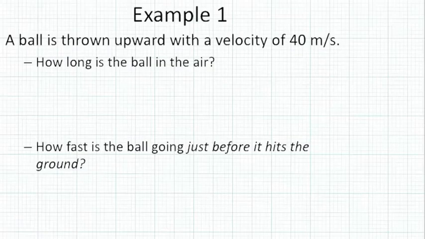So we're going to start with example number 1. We have a ball thrown right up in the air, and it's got a velocity of 40 meters per second. So our initial velocity, VI, is 40 meters per second. Well, what else can we write down? We can write down that our acceleration is negative 9.81 meters per second squared.